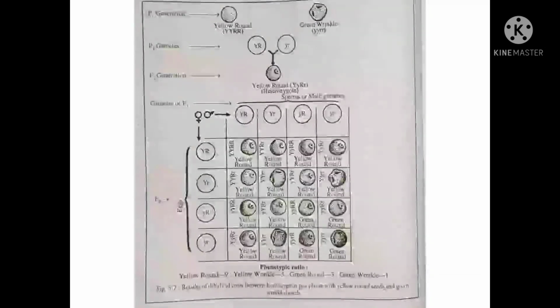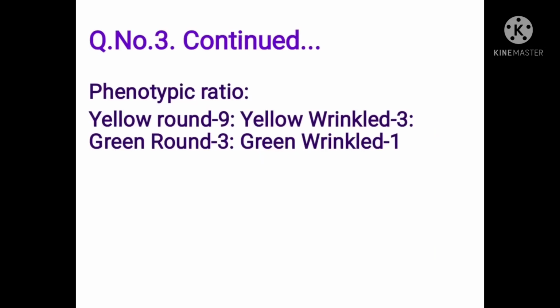After that, they produce 4 types of male gametes and 4 types of female gametes, and these gametes unite during the process of fertilization randomly and produce 16 types of individuals in the ratio 9:3:3:1, and the phenotypic ratio is yellow round 9, yellow wrinkled 3, green round 3, green wrinkled 1.